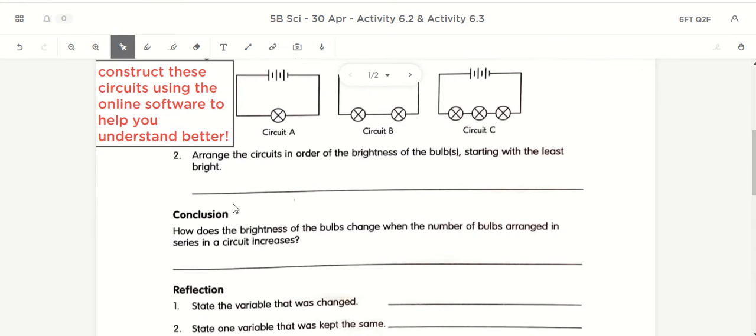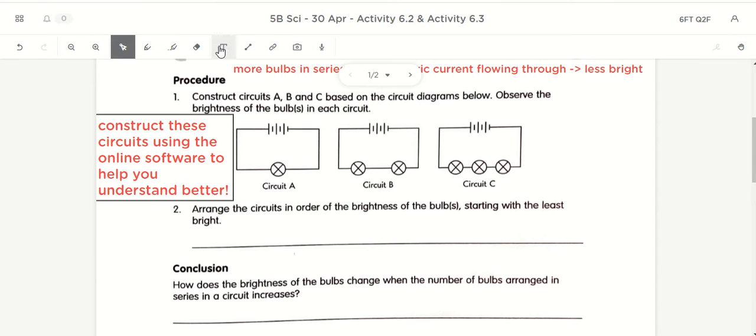Alright, so let's write this down. Arrange the circuits in order of brightness. So the brightest will be A, followed by B, followed by C.